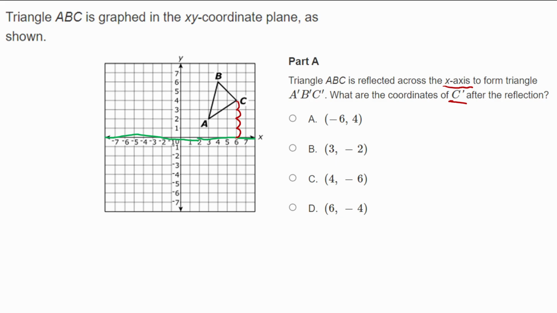So what do I have to do? Same distance away. 1, 2, 3, 4. And there's my point C prime. What is that at? It is at 6 on my X and negative 4 on the Y. So C prime is at 6, negative 4. So what do we select in our multiple choice? There it is. It is D. D is our answer. Told you that one was nice and quick.